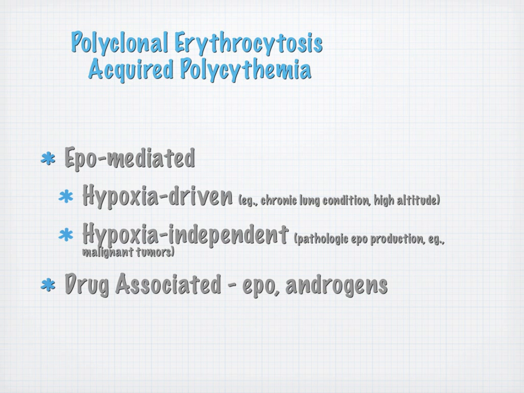We could also have a hypoxia-independent cause. Now it doesn't have anything to do with hypoxia, but then we're talking about pathologic EPO production, as might be seen in a malignant tumor. We could also have drug-associated EPO and androgens resulting in an acquired polycythemia. So we didn't have it as a genetic thing, but now we have it as a sequela to certain drugs: EPO, blood doping, and androgen intake.